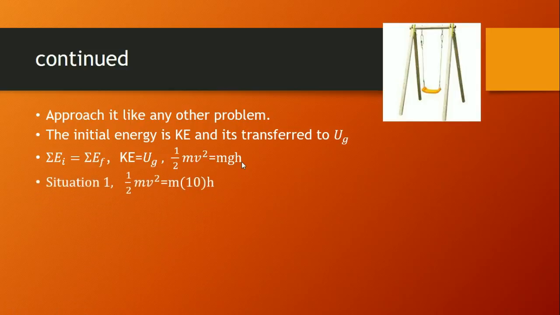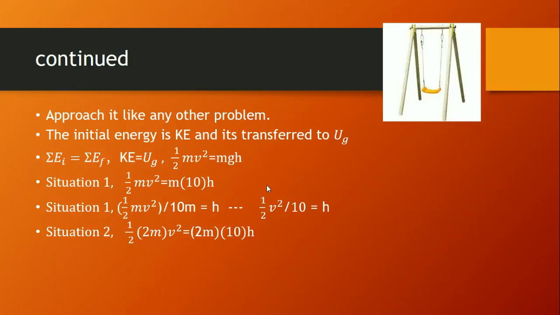In situation 1, the person weighs m. So we don't change anything except we plug in g. And if we solve for h, we basically just move 10m to the other side, divide 1/2 mv squared by 10m. If we simplify by canceling out the m's, we'll get 1/2 v squared over 10 equals h. So this is the formula for the height based off of this problem.